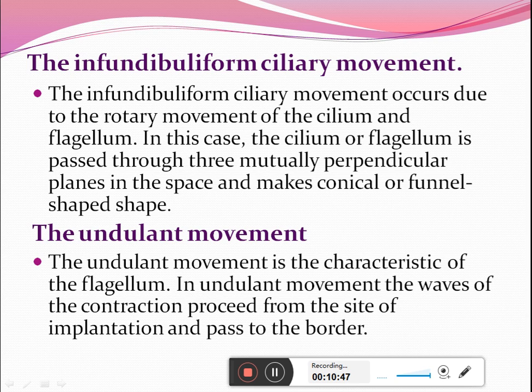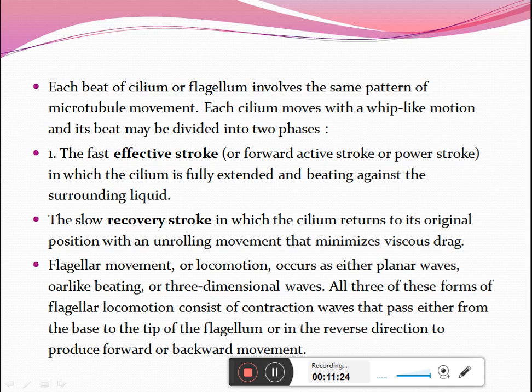Next is the infundibuliform ciliary movement. It occurs due to the rotatory movement of the cilium or flagellum. In this case, the cilium or flagellum passes through three mutually perpendicular planes in space and makes a conical or funnel shape. The undulant movement is the characteristic of the flagellum. In undulant movement, the waves of contraction proceed from the site of implantation and pass to the border.